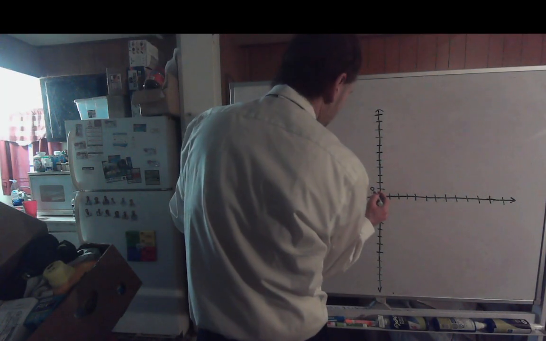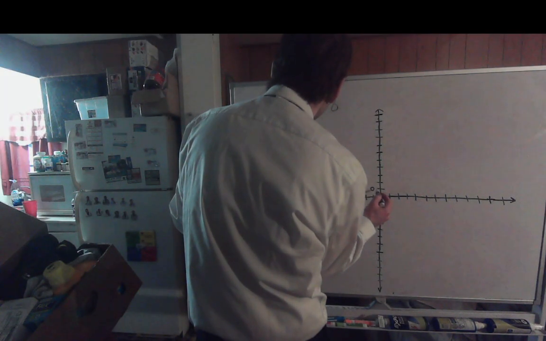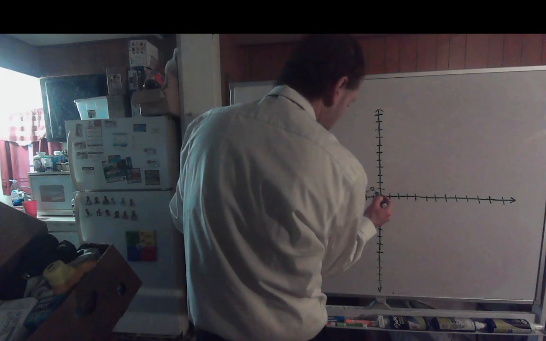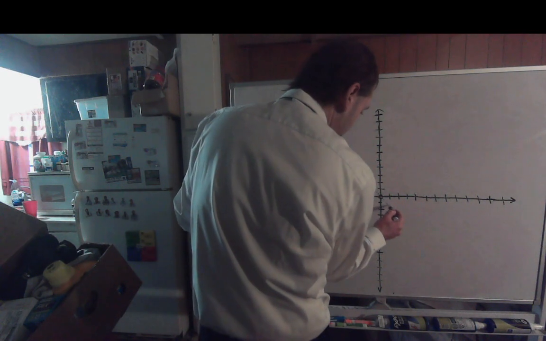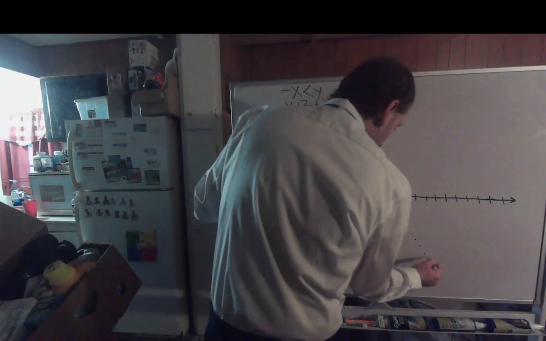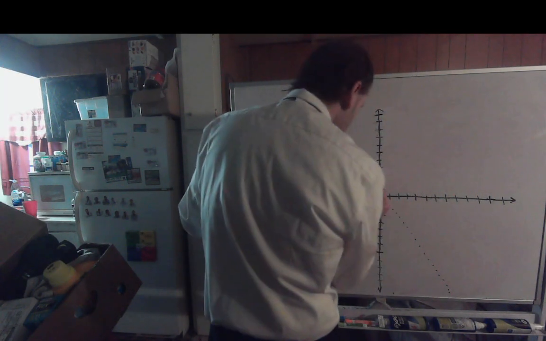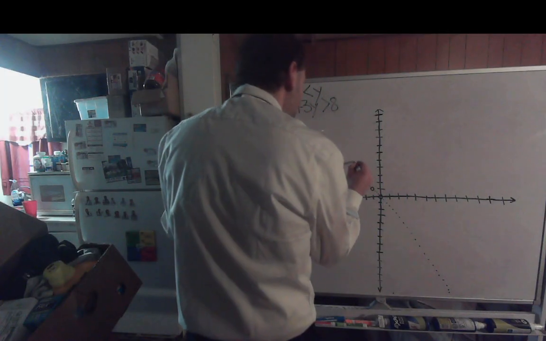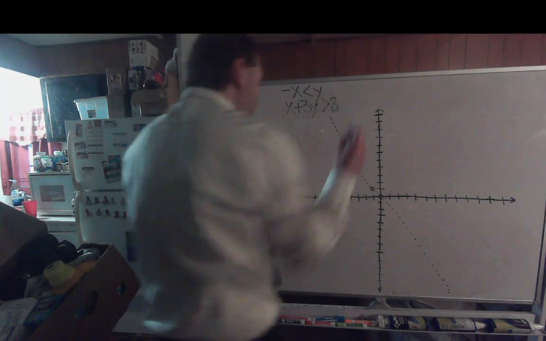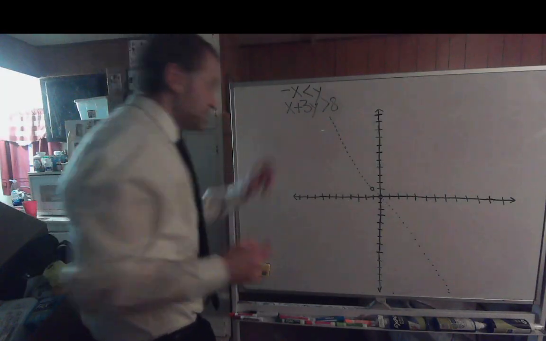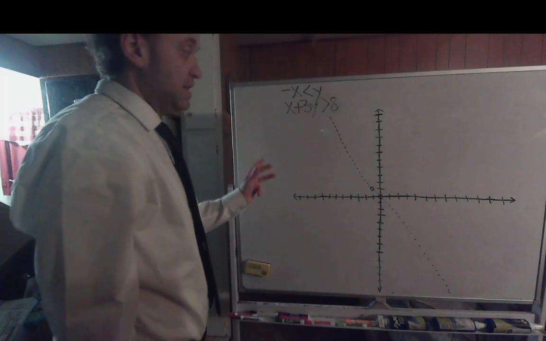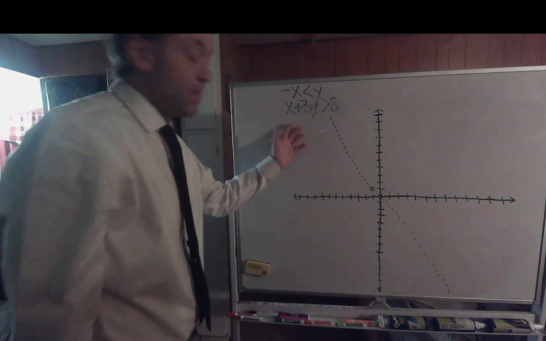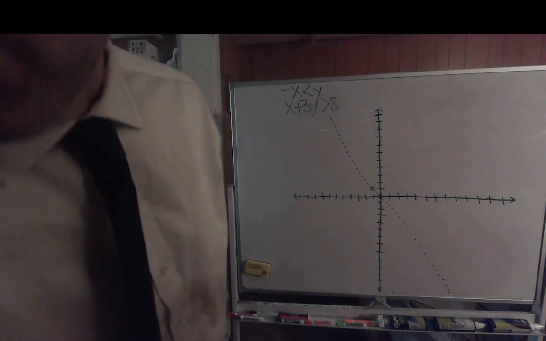And then you'll go ahead and draw your line through here. Yep, a dotted line, because it's not part of your solution. Alright, and then let's figure out x plus 3y is greater than 8. So another dotted line because it's just greater than, there's no equal to component.